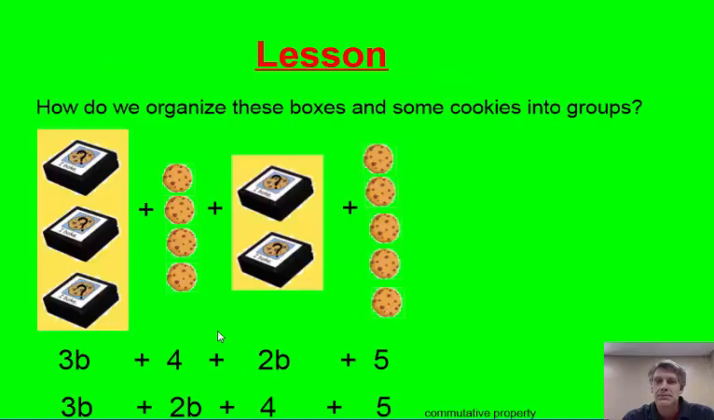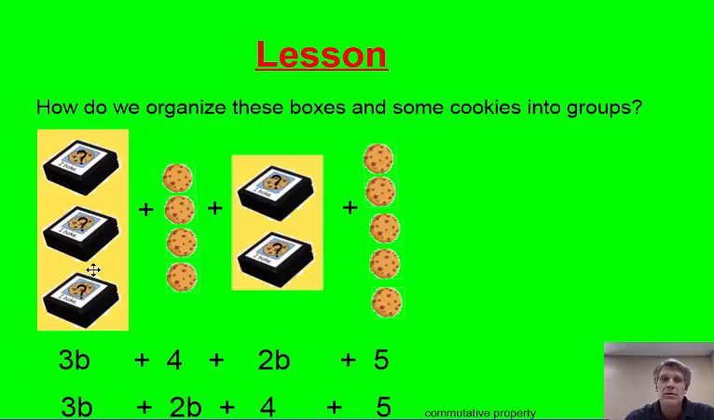Pretty simple. I want to organize some boxes of cookies and some regular cookies into groups. So we're going to define these 3 boxes as 3B. I don't know how many cookies are in here, and they're the same for each one. So I'm just going to say 3 times however many cookies are in a box. I'm going to call that B. So that will give me the total for all those cookies right there. Well, I have 4 just regular cookies, and I have 2 boxes, so I'm going to take 2 times however many is in each box, which is the same amount. And then I have 5 cookies.